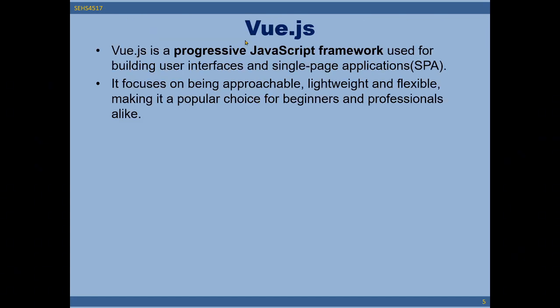Then why Vue.js? Vue.js is a progressive JavaScript framework. Again, .js implies this is based on JavaScript, used for building user interfaces and single-page applications, SPA. It focuses on being approachable, lightweight, and flexible, making it a particularly good and popular choice for beginners and professionals alike.